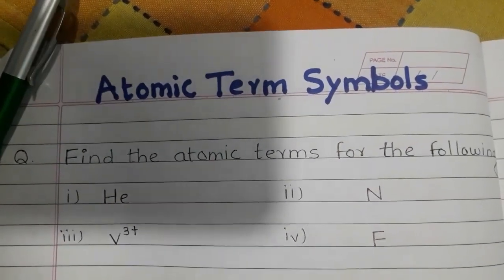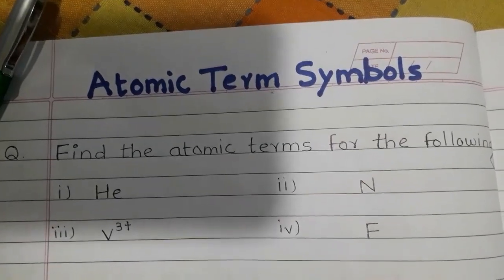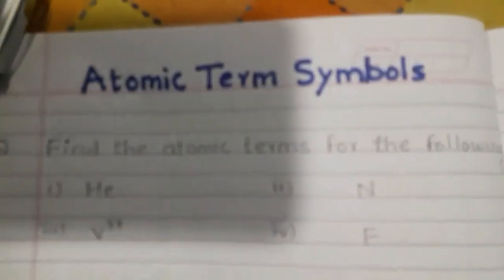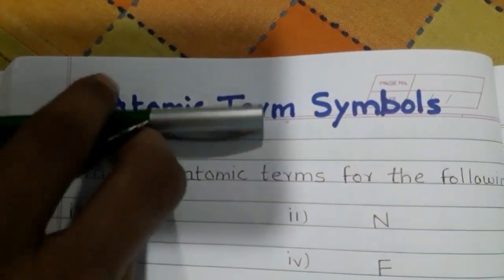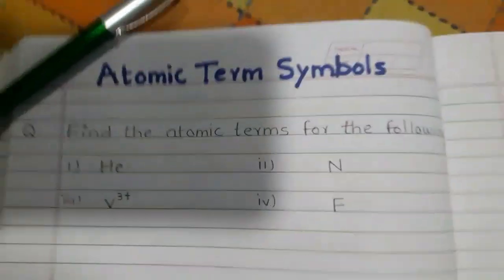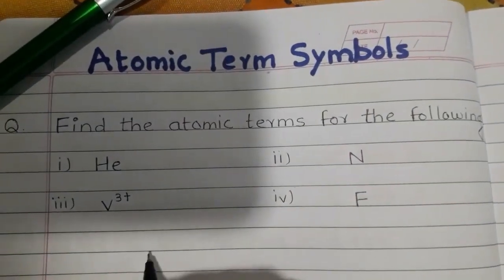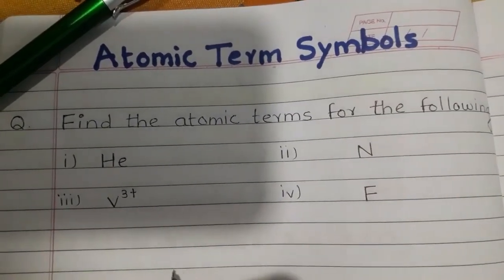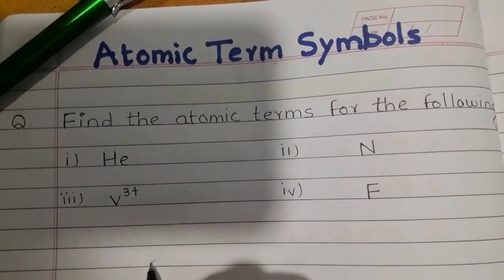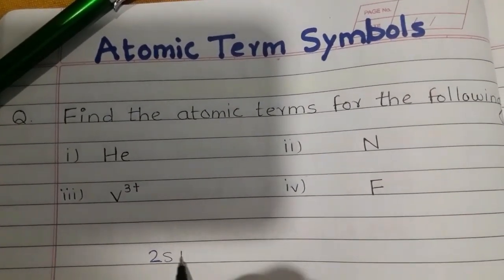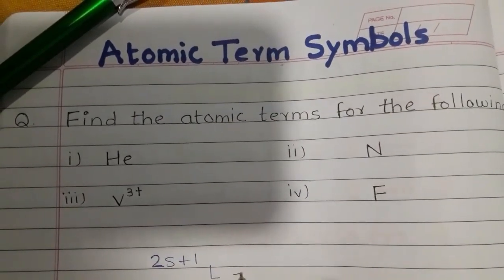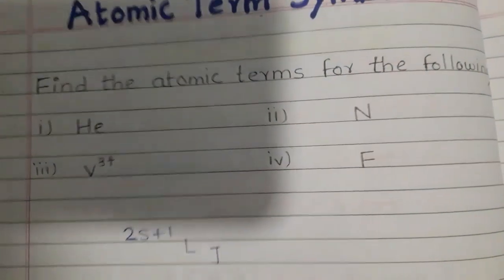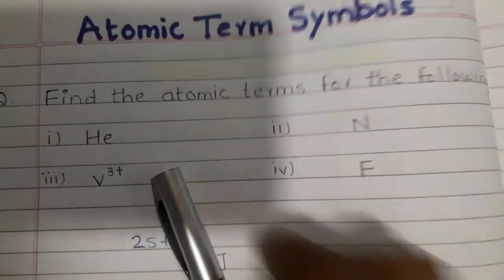Before starting to solve the questions, let's see the basic concept first, so that you can understand this concept very quickly. The basic formula for finding out an atomic term is 2S plus 1, L and J. This is the basic formula for finding out an atomic term symbol.